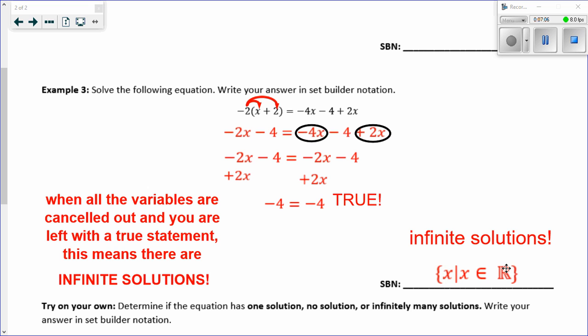So when we write it like this, and this is how you're going to see it written, it's just saying that as long as x is a real number, it works. Okay? And here's how you would read it. The set of x such that x is an element of the real number system.